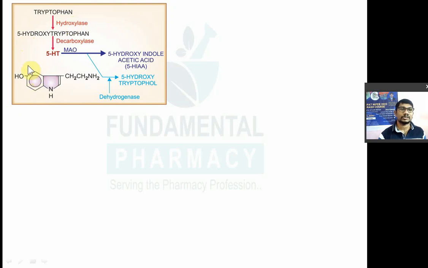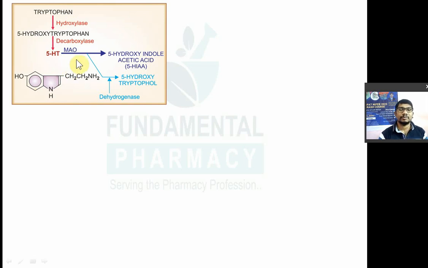So 5-hydroxytryptophan, and after that subsequent decarboxylation of 5-hydroxytryptophan will give you 5-hydroxytryptamine. So your serotonin is synthesized from tryptophan by sequential hydroxylation and decarboxylation. पहले हाइड्रोक्सिल को ऐड किया जाता है, बाद में रिमूव किया जाता है कार्बोक्सिल ग्रुप. So you will get 5-hydroxytryptamine.